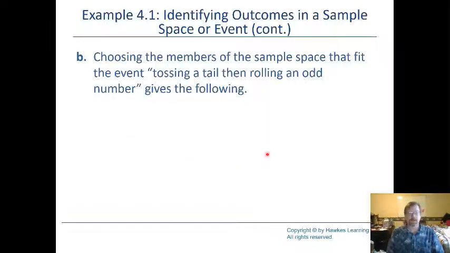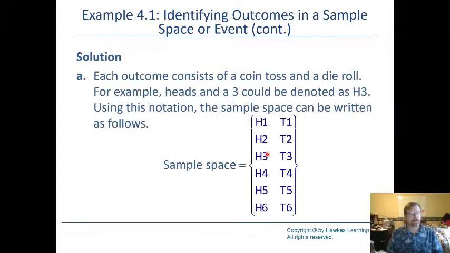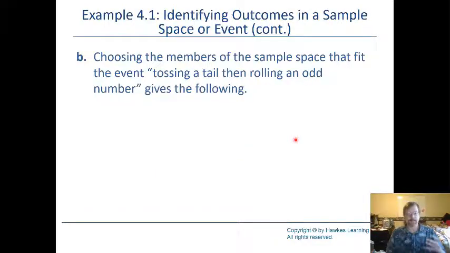So which one of these events fit tossing a tail and then rolling an odd number? Look at this. Tossing a tail gives us this column. That notation and that layout makes it easy to see. So we get T1, T3, and T5, the three outcomes that fit into that event.